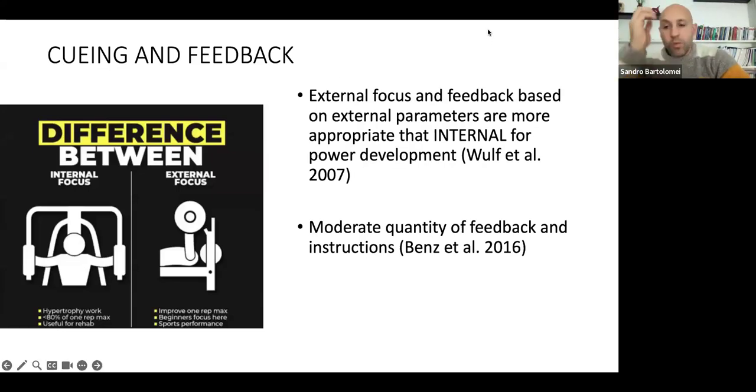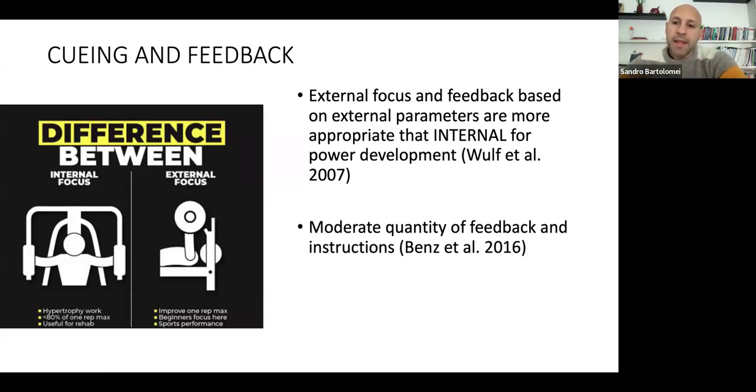Okay, so when we work for power, we need to be focused on the total movement. So basically, the external focus is typically better than an internal focus. So external focus and feedback based on external parameters are more appropriate than internal for power development.